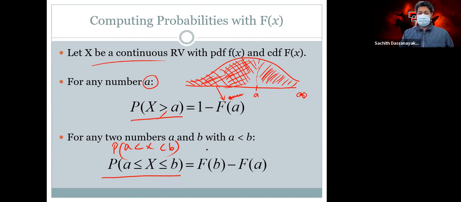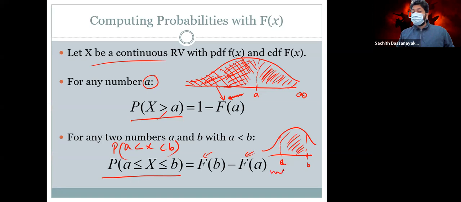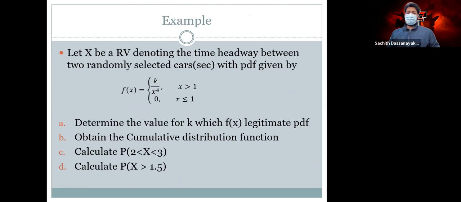This is CDF. Okay, CDF values. Simply, this means something like this. Here you have your A. Sorry, this is your A. Here your B. So we need to find this area. So get the area from its beginning to A, from its beginning to B, and subtract them. Okay.